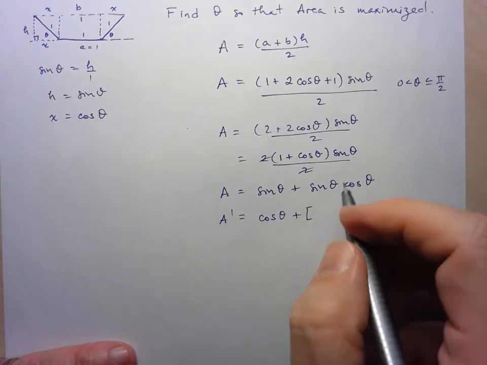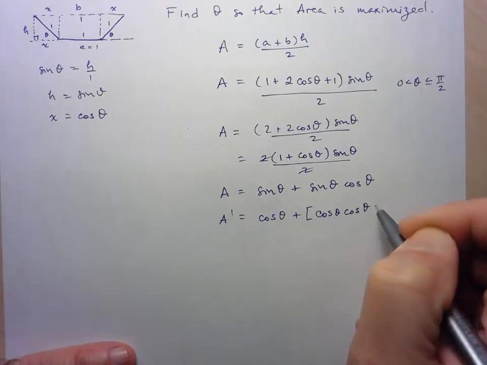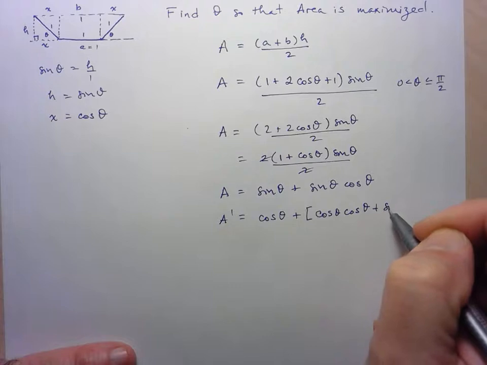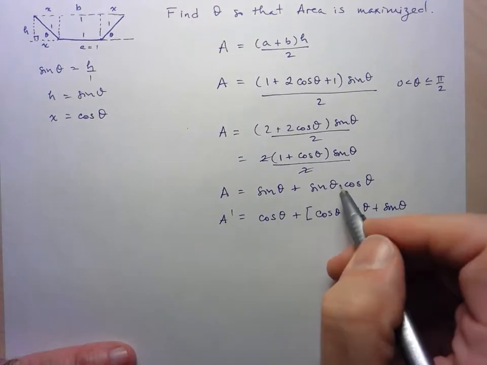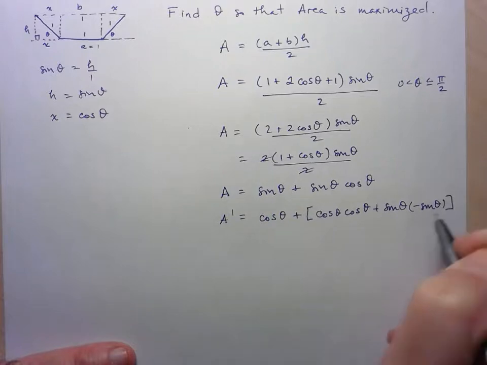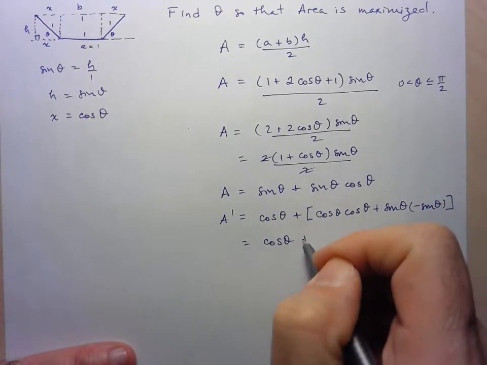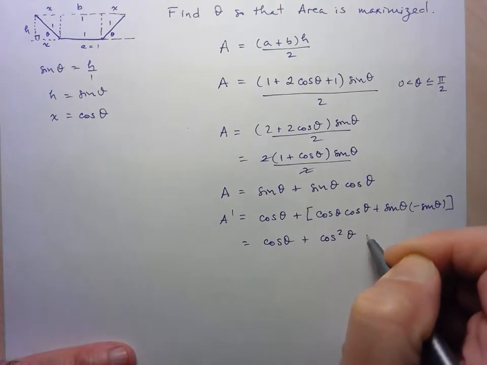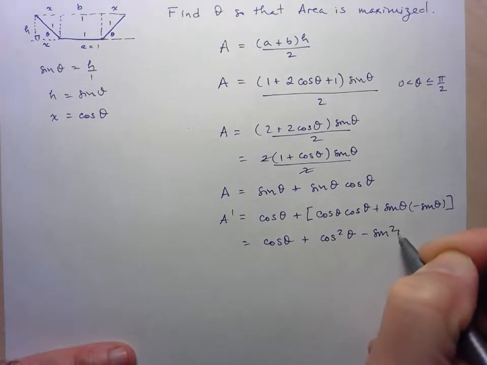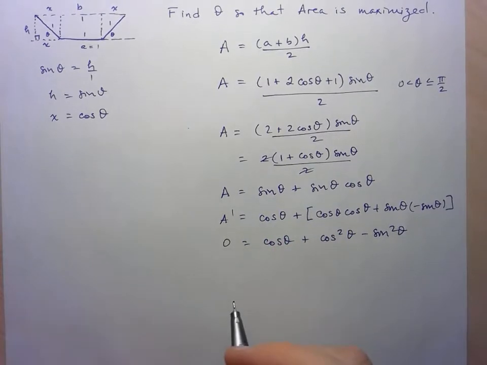Okay, so here the derivative of sine is cosine, so cos theta times the second function cos theta, plus my first function sine theta times the derivative of my second function, negative sine theta. And so what we have in the end is cos theta plus cos squared theta minus sine squared theta. And we want to figure out when this is equal to 0 since we're looking for our critical points.